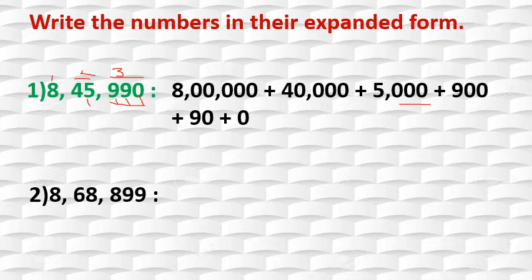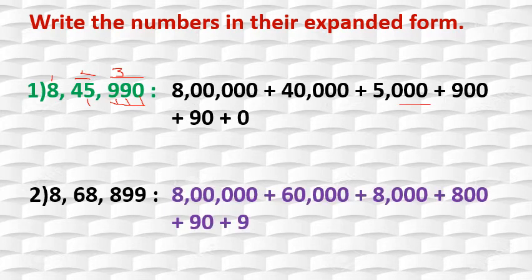Got this? Same for the next one also. Here also it is 8 lakh plus 60,000 plus 8,000 plus 800 plus 90 plus 9. Remember this, if 0 is there, then directly put 0 in between and carry forward the same procedure. Okay.